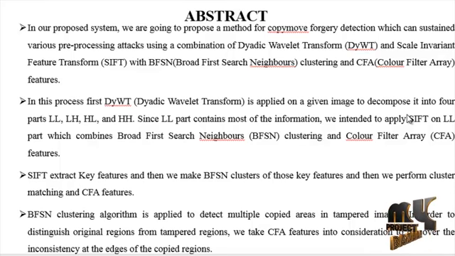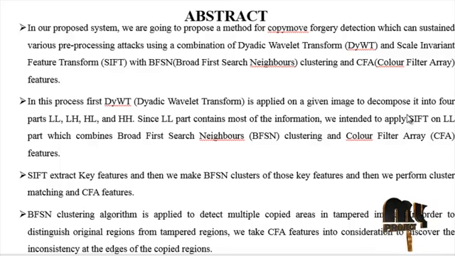In this process, first we detect the forgery part. DyWT, the dyadic wavelet transform, is applied on a given image to decompose it into 4 parts, that is LL, LH, HL and HH. Since the LL part contains most of the information, we apply SIFT, the scale invariant feature transformation, on the LL part, which combines breadth first neighbors clustering and color filter array features. SIFT extracts the key features, and then we make the BFSN cluster of those key features, and then we perform cluster matching and CFA features.